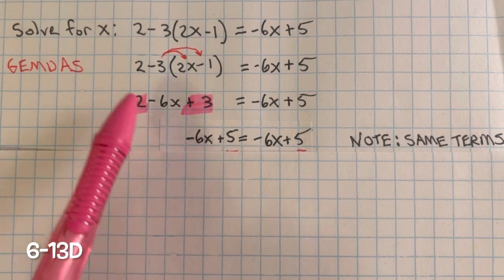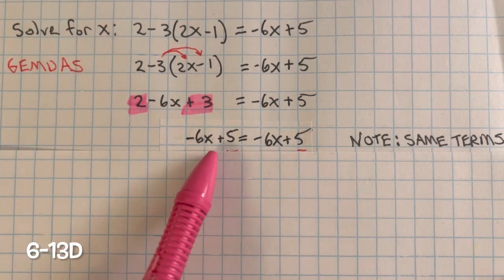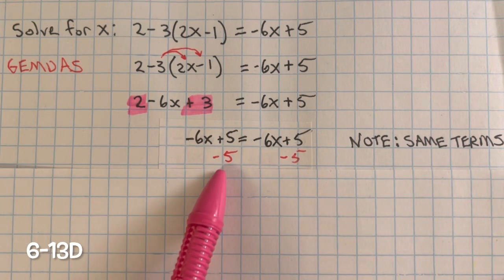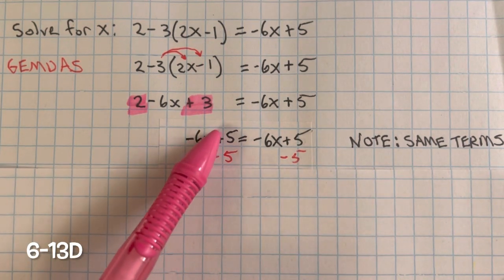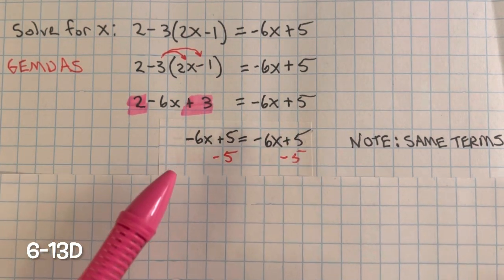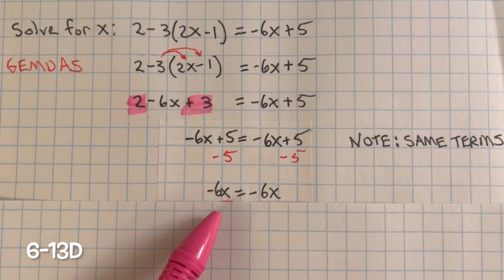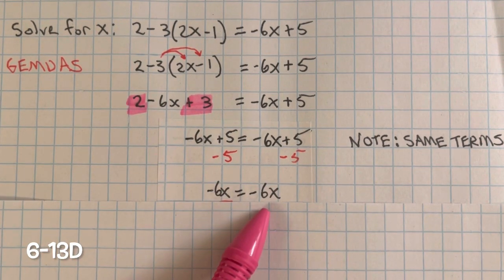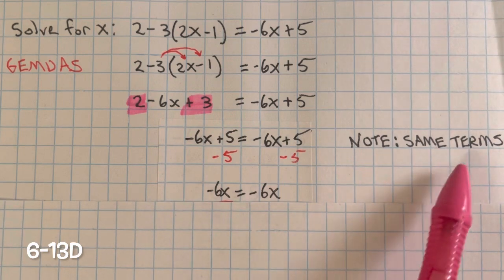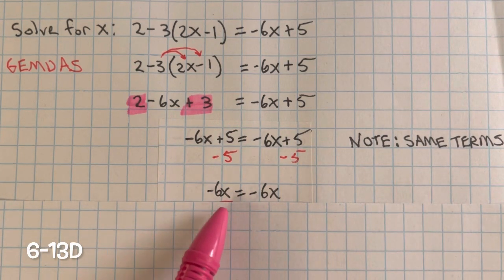And remember, we're solving for x. So we're going to go ahead and subtract 5 from both sides. That's a 0 pair, and that's a 0 pair. And we're left with -6x equals -6x. Still, same terms on both sides of the equation.